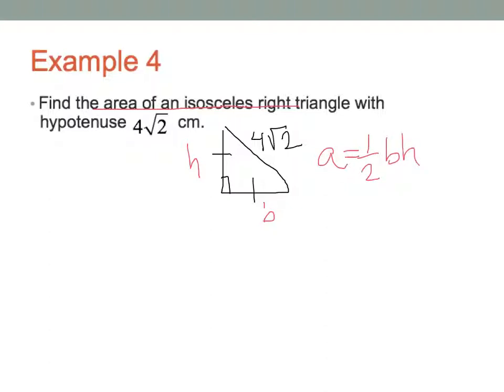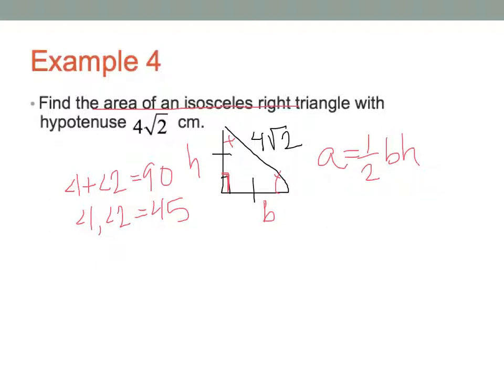Now if this is isosceles, I know then that these angles must be congruent. This angle is 90 degrees, so I'm left with a total of 90 degrees for my remaining two angles. Now if both of those angles, I'll call them angle 1 and angle 2, have to equal 90 degrees, and they're both congruent, I know that angle 1 and angle 2 both have to equal 45 degrees. Now I have one of those special triangles. I've got my 45, 45, 90.